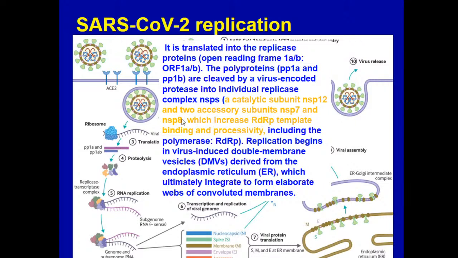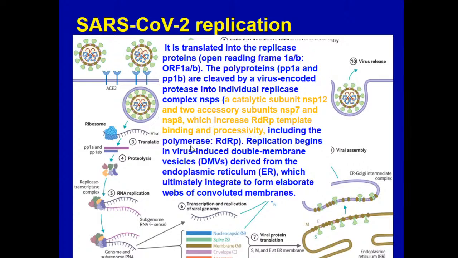These proteins form a so-called replicase complex, which is needed to start the genome replication. Several types of proteins participate in this complex formation: a catalytic subunit NSP12 and 2 accessory subunits, NSP7 and non-structural protein 8, which increase the RNA-dependent RNA polymerase template binding and processivity.